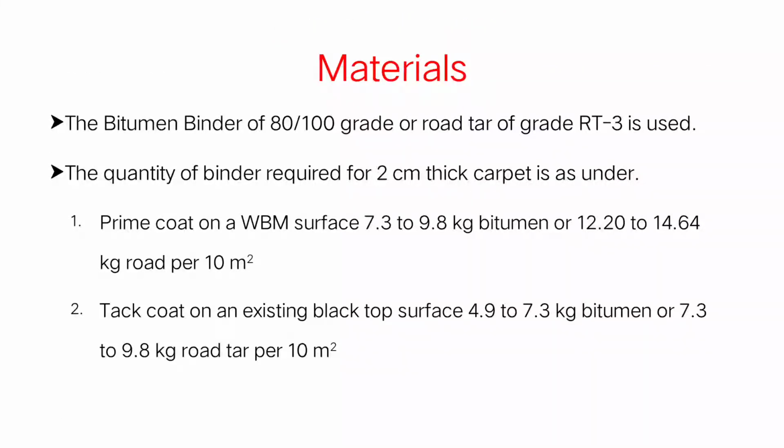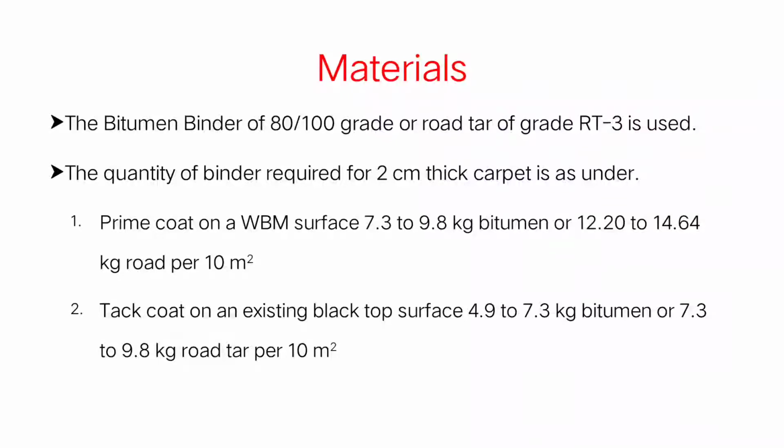What are the materials required for this type of construction? The bitumen binder of 80-100 grade or road tar of grade RT3 is used. The quantity of binder required for a 2 cm thick carpet is as under. Firstly, there will be a prime coat on the waterbound macadam surface: 7.3 to 9.8 kg bitumen or 12.20 to 14.64 kg road tar per 10 meter square of area.